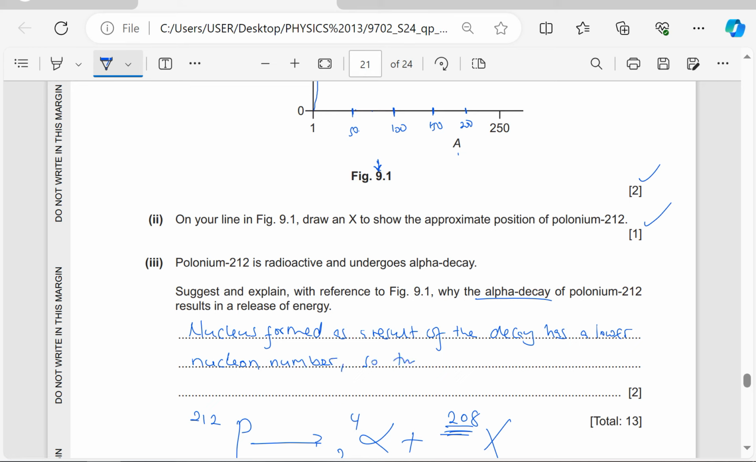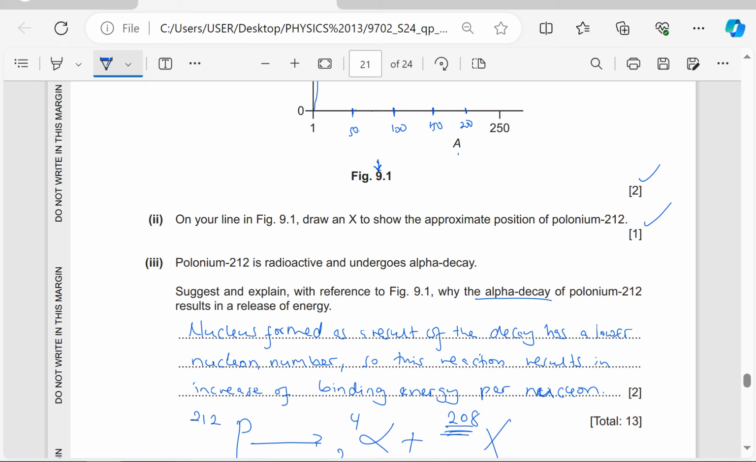So this reaction results in increase of the binding energy per nucleon.